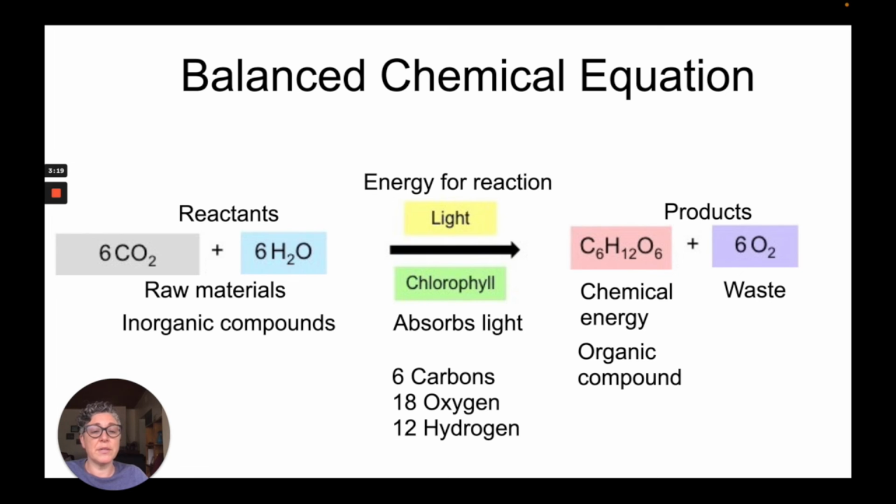So our glucose gives us 6 carbon atoms. That's equal. The glucose also gives us 12 hydrogen atoms. That's equal. Let's take a look at oxygen. The glucose gives us 6, and then the oxygen gas gives us another 12 atoms of oxygen. So 6 plus 12 is 18. So this is what we call a balanced equation. The number of atoms of each type of atom are the same on both sides of the arrow.